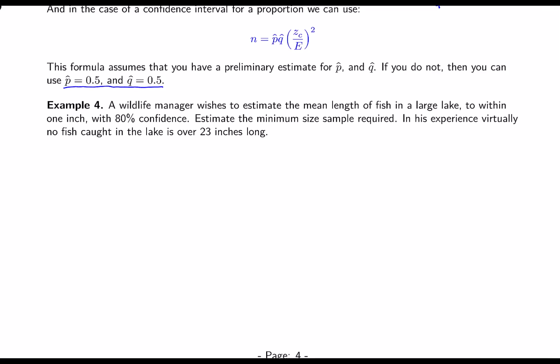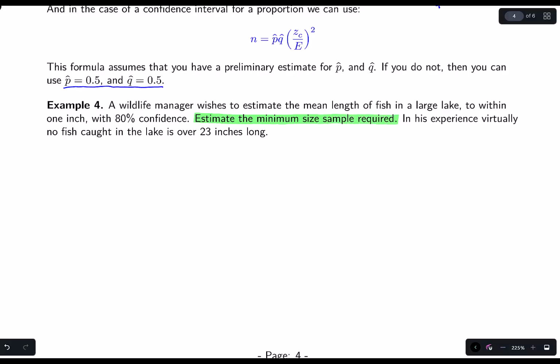All right, a wildlife manager wishes to estimate the mean length of fish in a large lake to within 1 inch with 80% confidence. Estimate the minimum size sample required. In his experience, virtually no fish caught in the lake is over 23 inches long. Okay, so focus in on what you're being asked to do. You're being asked here to estimate the minimum size sample required for this study.